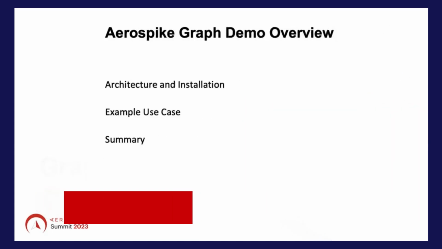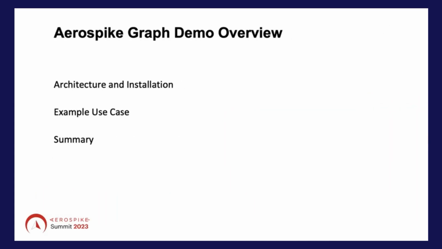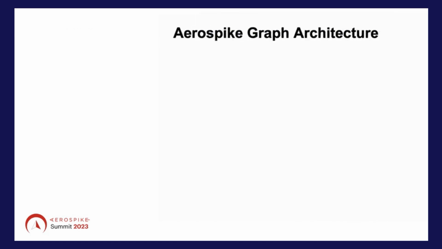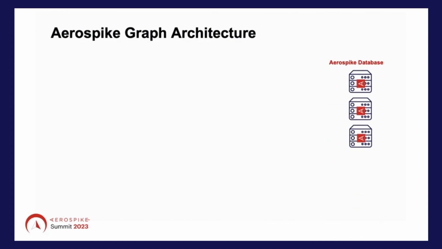Graph. In this session, we'll cover some essentials of Aerospike Graph. We'll start with a quick overview of the architecture and the installation process. We'll then go through an example of how to use Aerospike Graph in a real-world scenario. Let's dive in. Aerospike Graph is a scalable, high-performance graph database built on Aerospike's proven database technology.